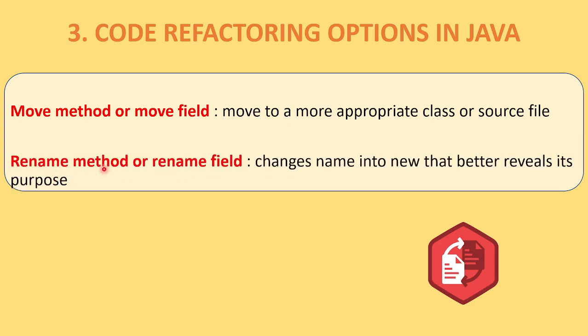Then you have the rename option. You can rename a method or rename any field. Renaming means changing the name, giving a new name to your class or function or variable. Suppose whatever name you have given while creating, you didn't like that name, then you can change it by using this rename option which is there inside code refactoring. It will easily change the name and it will take the new name.